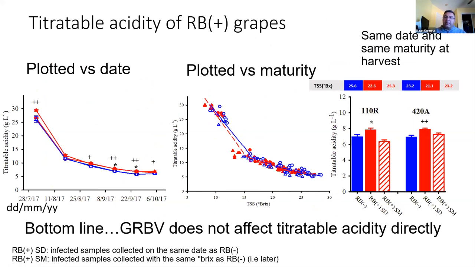The titratable acidity of our red blotch positive grapes is consistently different if we look at it across the date, but if we plot it against maturity, there's not a whole lot of difference in the titratable acidity of these grapes. Bottom line in this case, red blotch disease does not affect titratable acidity directly. It will affect it indirectly as the berries dehydrate on the vine, and as these organic acids are respired.